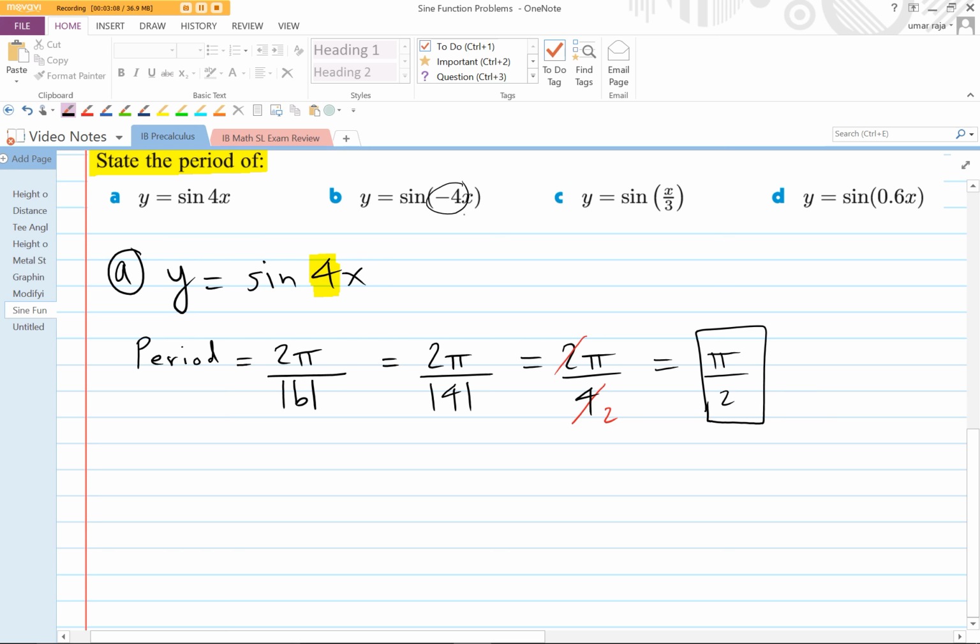Alright guys, what about the second problem that you have in this? How would you find the period for that one?